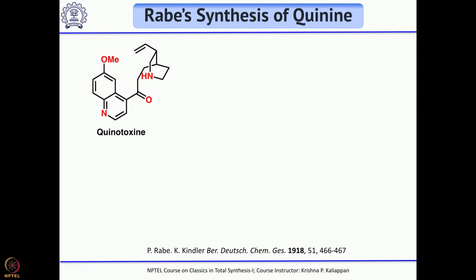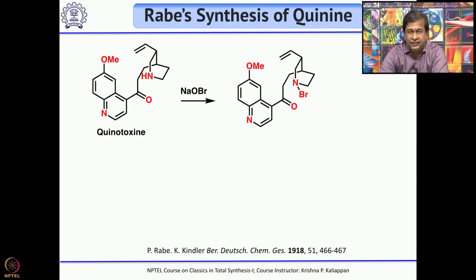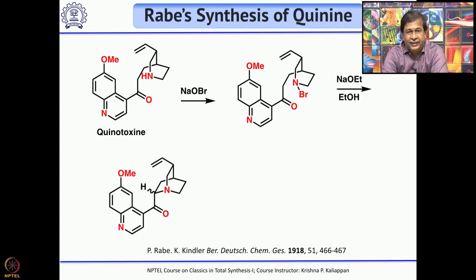The first partial synthesis of quinine, as I said, was reported by Paul Rabe and Kindler. They took the degraded product quinotoxin and treated it with sodium hypobromite. That gave the N-bromo compound. This N-bromo compound, on treatment with sodium ethoxide in ethanol, gave this ketone. You generate an anion, then it attacks here. Here they got a mixture of two compounds, two isomers at this particular stereocenter.